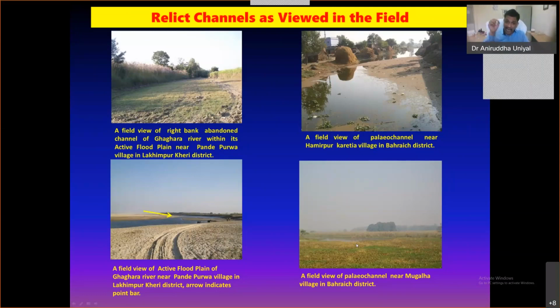These relic channels are excellent sites for groundwater prospecting. If you put a dug well near them, if you put a tube well, the discharge will be very good. The water will be at a shallow depth, but at the same time, these relic channels of rivers or old courses are very bad sites for civil engineering construction, because they will be witnessing waterlogging every year. So any building constructed there will be submerged because of the waterlogging.